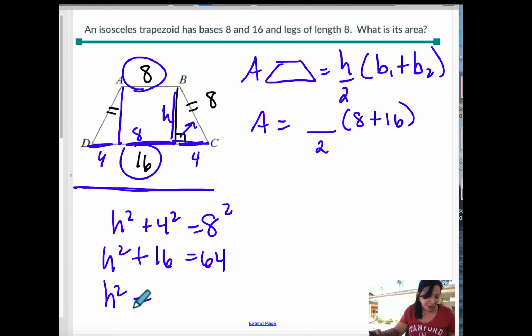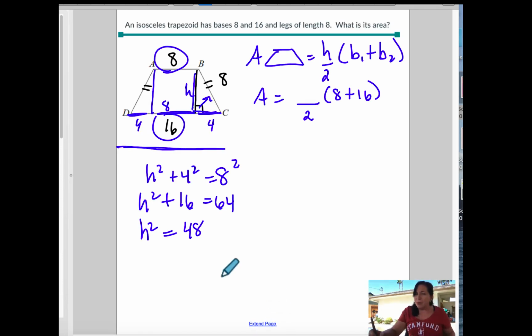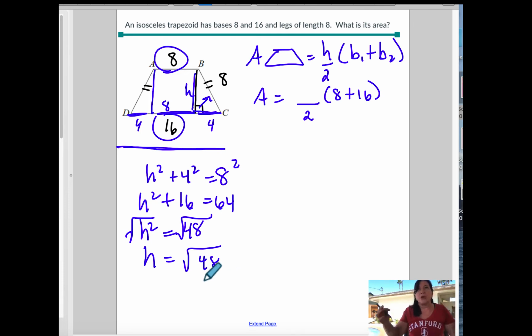I'm going to use my calculator. I know, I could just subtract that. 64 minus 16 is 48. So I've got the square root of 48. Now remember, I am going to take the square root on both sides. So I've got my height equals the square root of 48. Do not leave that like that. That is definitely reducible. Think perfect squares.